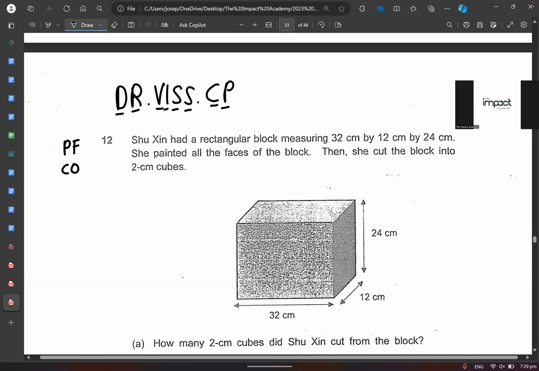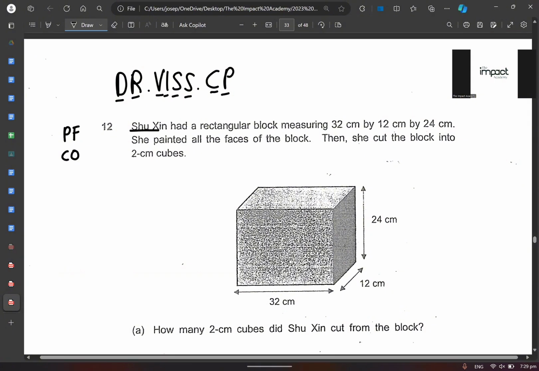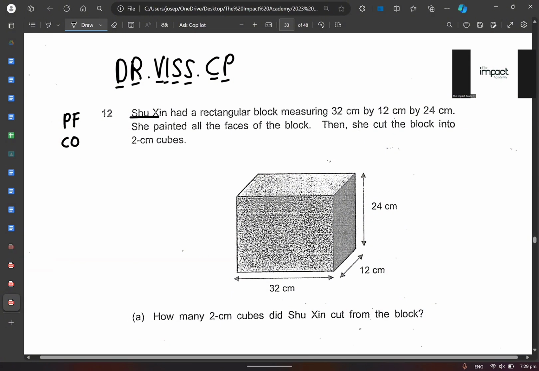I'm going to explain this because a lot of students don't know how to do questions like that. This person had a rectangular box, and these are the measurements. These are what we call our base area. Am I making sense? And she decided to paint all the faces of the block. That means to say she did not cut them. She only painted it. But she painted first. Which one comes first? The painting first. After painting, then she went to cut. That means to say something inside is not painted.